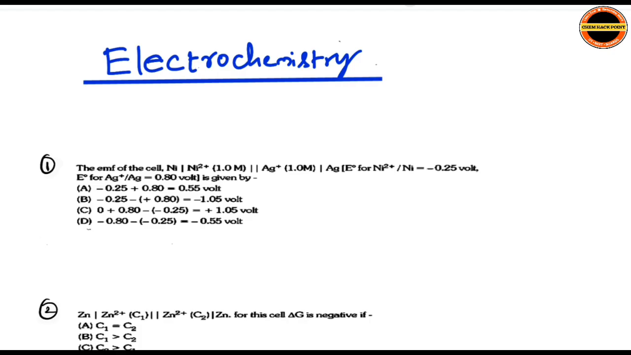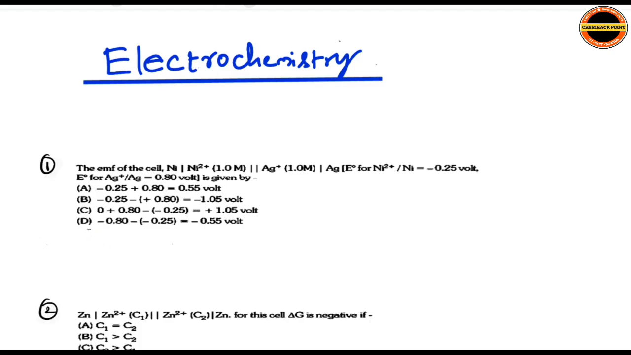The first question, everyone, read the first question from your side. The EMF of the cell Ni|Ni2+ (0.1 molar) || Ag+ (1 molar)|Ag is given, and E0 for Ni2+/Ni is equal to minus 0.25 volt. Four options are given. So how do we need to solve? See here, they are asking to find E0 for Ag+ and Ag. So we can use the direct formula here.